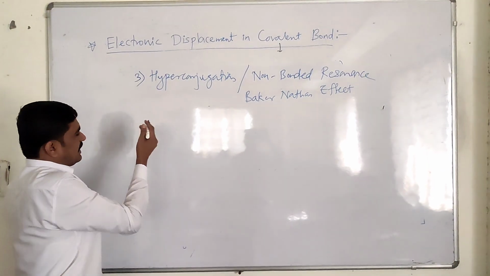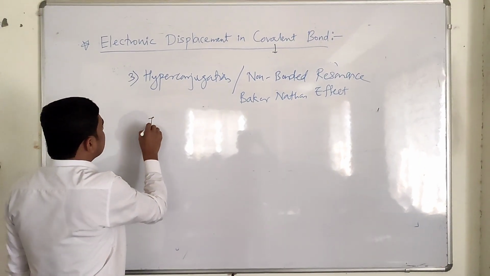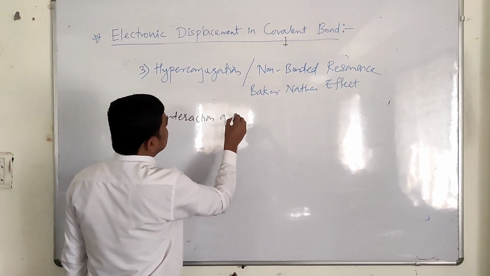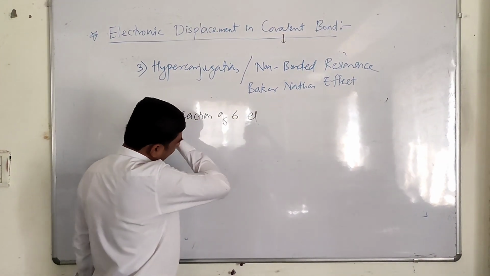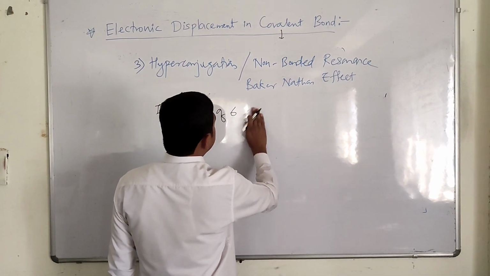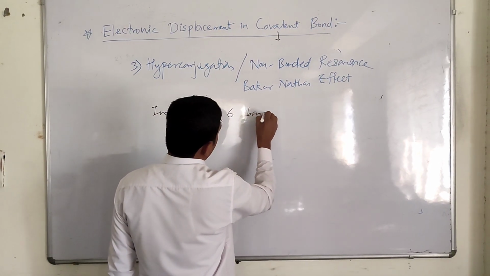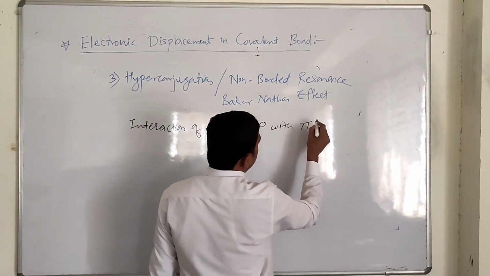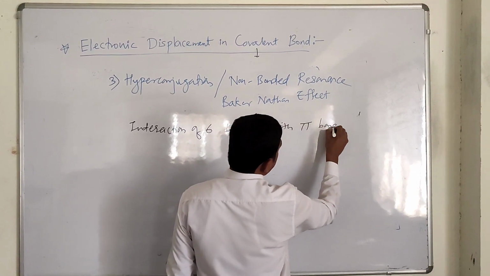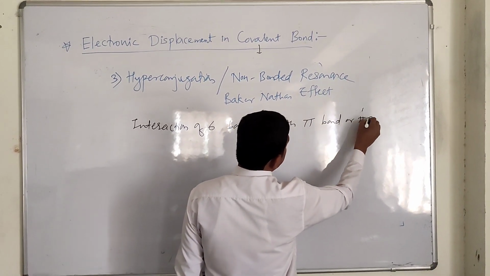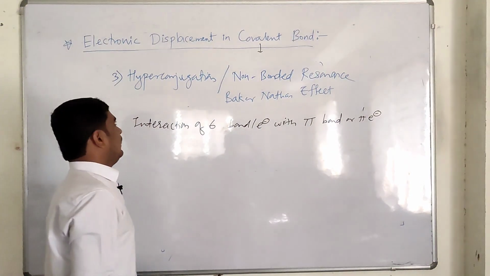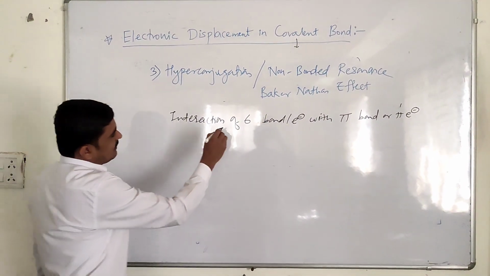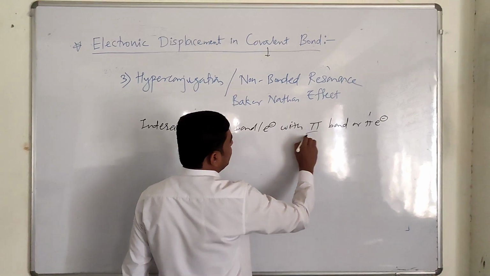So what is hyperconjugation actually? It is the interaction of sigma electrons, or the interaction of a sigma bond, with a pi bond or pi electrons. This is known as hyperconjugation. So it is the interaction of a sigma bond with the pi bond.